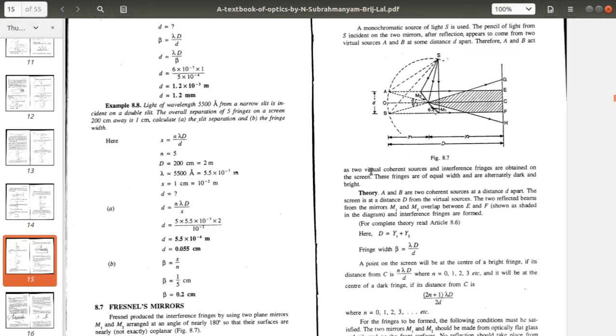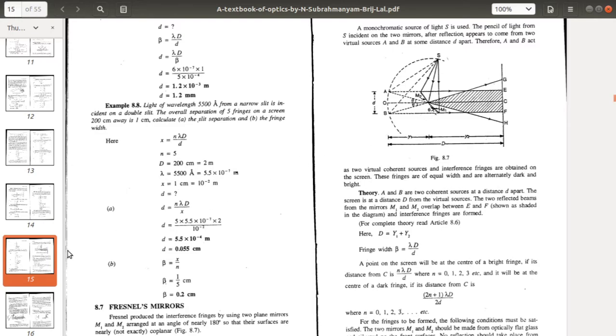So here, M2 is one mirror and M1 is another mirror. This line up to this point represents mirror M2 and this represents mirror M1, and these two mirrors are arranged in such a way that the angle of inclination between these two mirrors is very small. That is marked as it is.